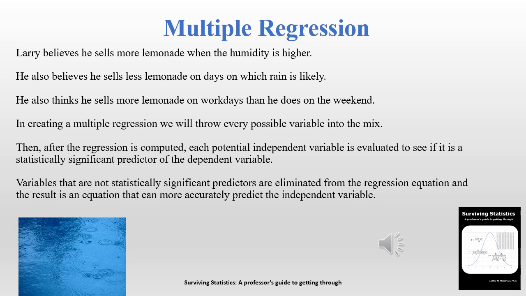So he's going to create a multiple regression, and when he does that, he's going to throw every possible variable into the mix. Then, after he does the regression analysis, he's going to evaluate each possible independent variable and see whether or not it is a significant predictor for the dependent variable. Variables that are not significant predictors will be eliminated, and he'll run the regression again and come up with a very clean regression that will allow him to fairly accurately predict the dependent variable.